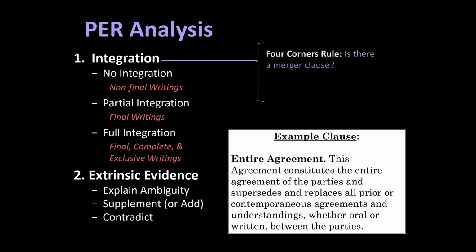A merger clause is essentially saying that the writing in which the clause appears is a total integration. The writing integrates all the parties' agreements and understandings. Stated differently, a merger clause says that if it's not in this written agreement, it's because the parties did not agree to it. Under the Four Corners Rule, the presence of a merger clause creates a very strong presumption that the writing is a full integration.